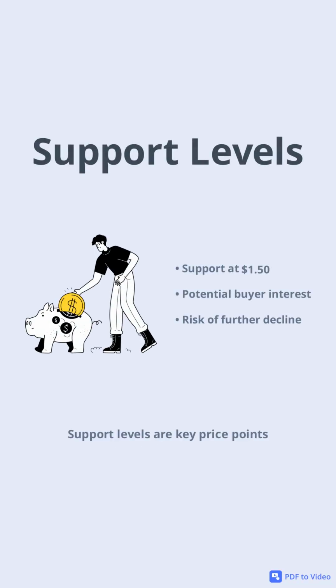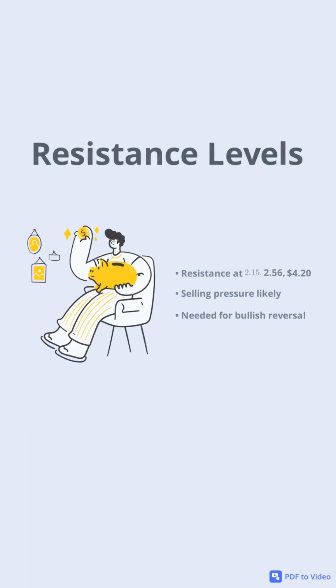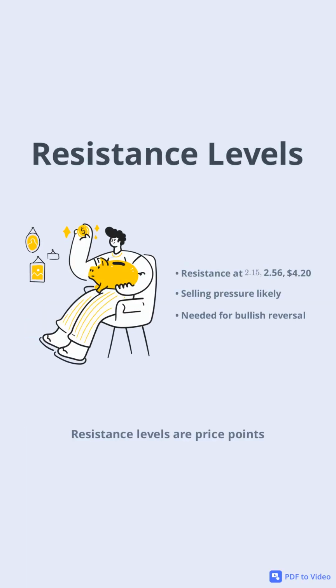Support levels are key price points where a stock may find buying interest. For Plug, the immediate support is at the 52-week low of $1.50. If the price falls to this level, it may attract buyers looking for a bargain, but if it breaks below, further declines could follow. Resistance levels are price points where selling pressure may increase.